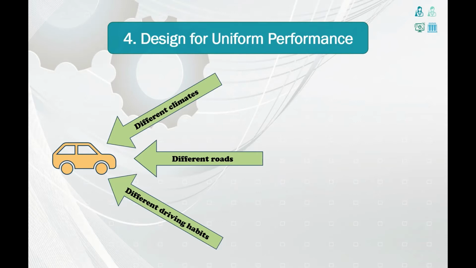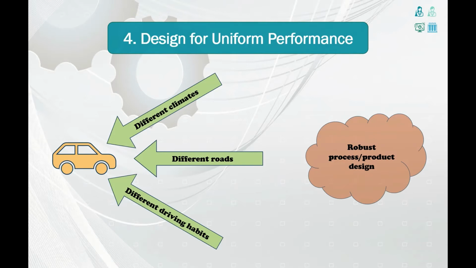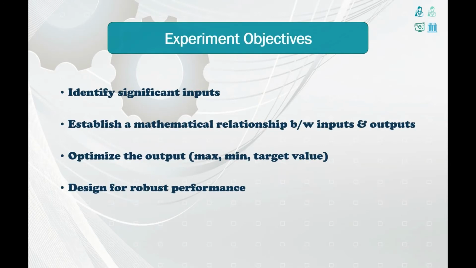In the field of engineering, this is what is known as robust process or product design. That is, designing a process or a product to be robust against the variation due to uncontrollable factors. Now, these are the 4 main objectives to set when wanting to conduct an experiment. Again, having a clear objective is crucial, as the objective greatly influences the design that can be considered for an experiment.